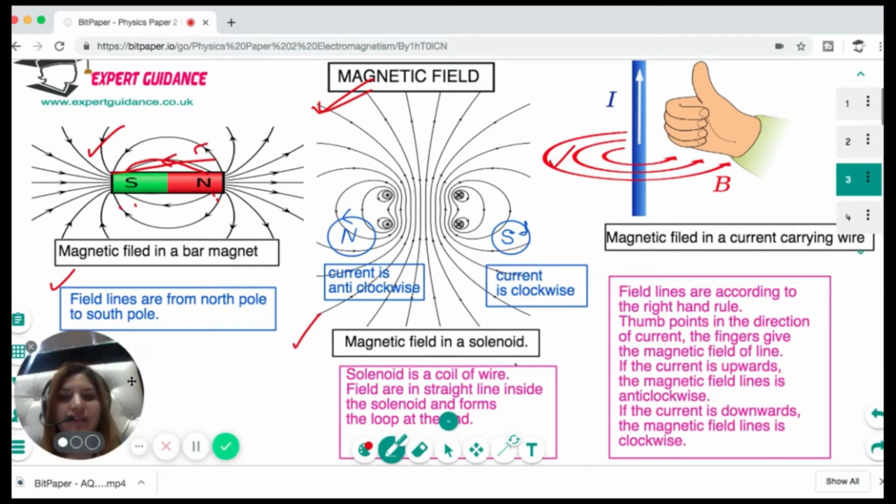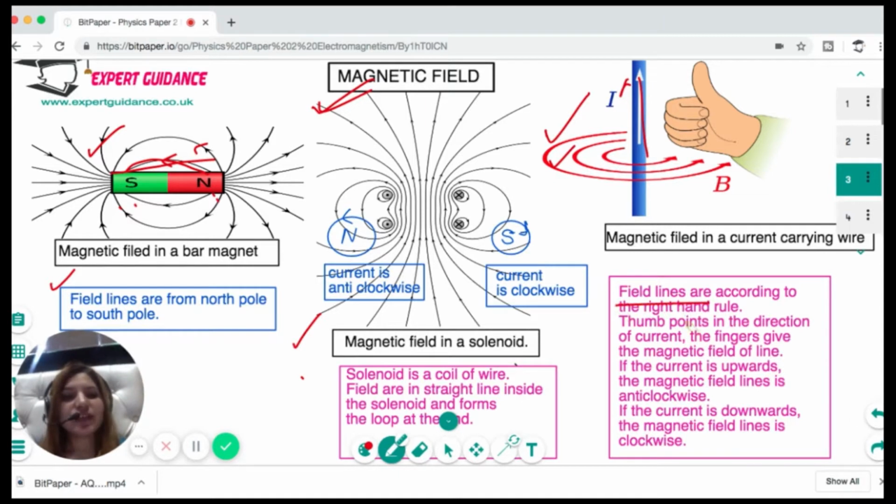For a current carrying conductor, you'll be applying Fleming's right-hand thumb rule. If the thumb points in the direction of the current, then the fingers will give you the direction of the magnetic field. So if the current is going upwards, see the direction of the fingers of the right hand. It is going anti-clockwise. On the other hand, if the current is down, the magnetic field lines will be going clockwise.